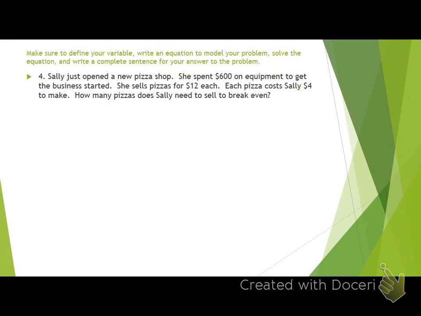Hopefully this is starting to make a lot of sense. Go ahead and read the setup for number 4. Do your marking up of the problem, come up with your equation, and then we'll solve it together. Stop the video and start it back up and see if you're doing okay.